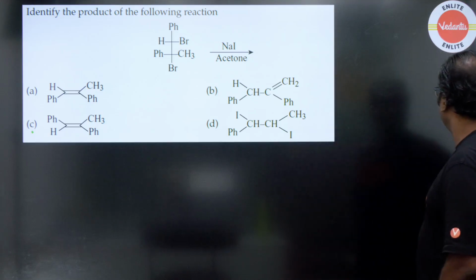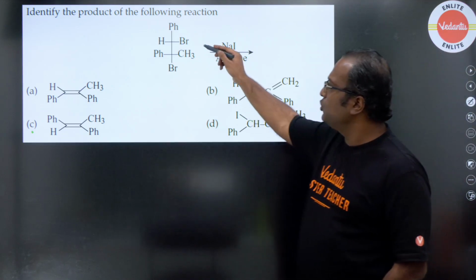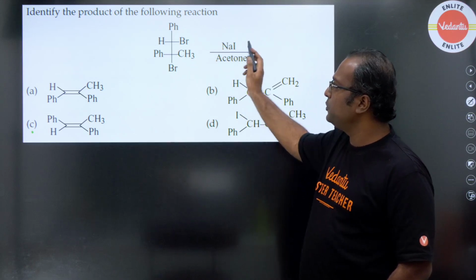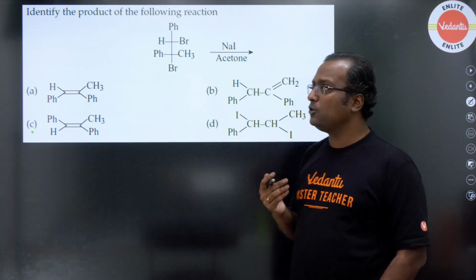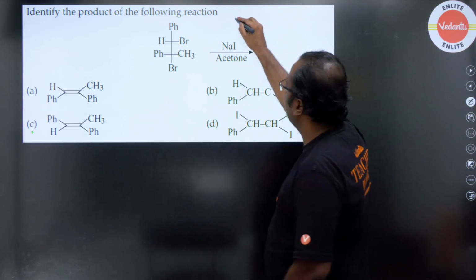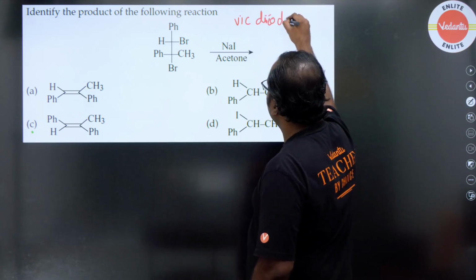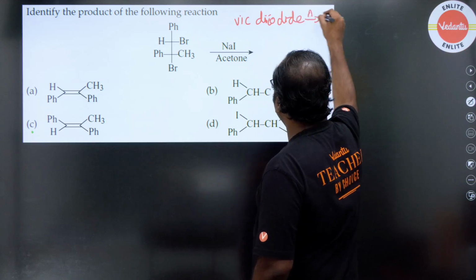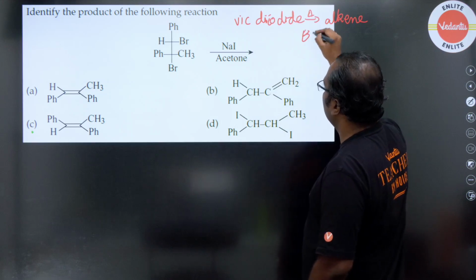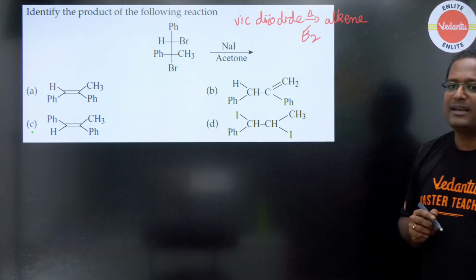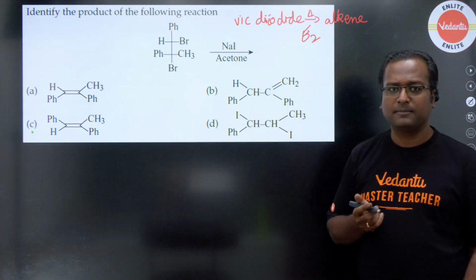The logic that is getting used in this question is surely that these two bromines that we see, they will get substituted by iodine, and then when we have vicinal diiodide, so when we heat, it gives what? It gives alkene. E2 elimination takes place, and from vicinal diiodide we get alkene as the major product. That is what the question is targeting here.